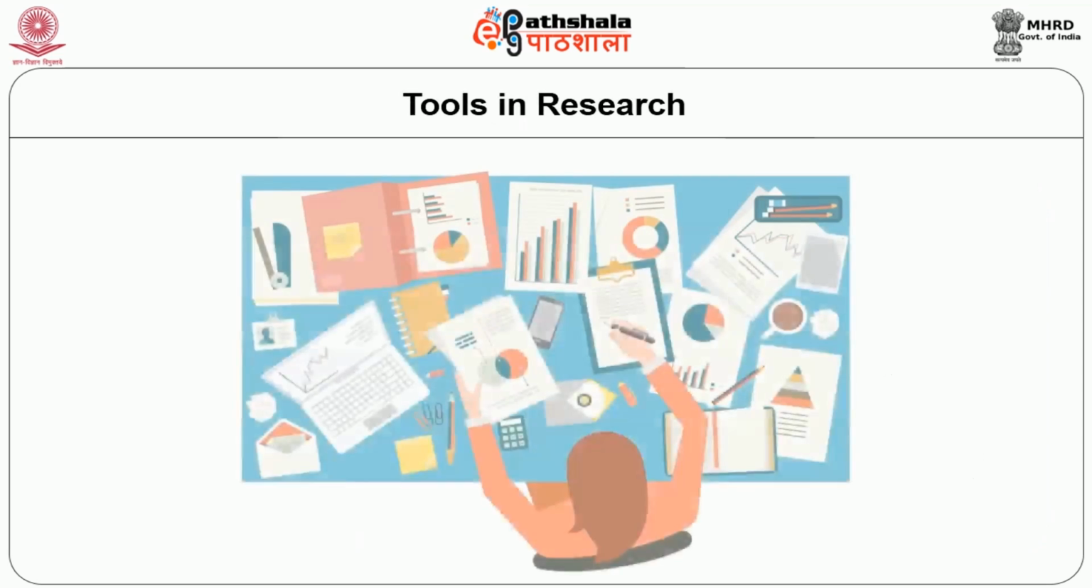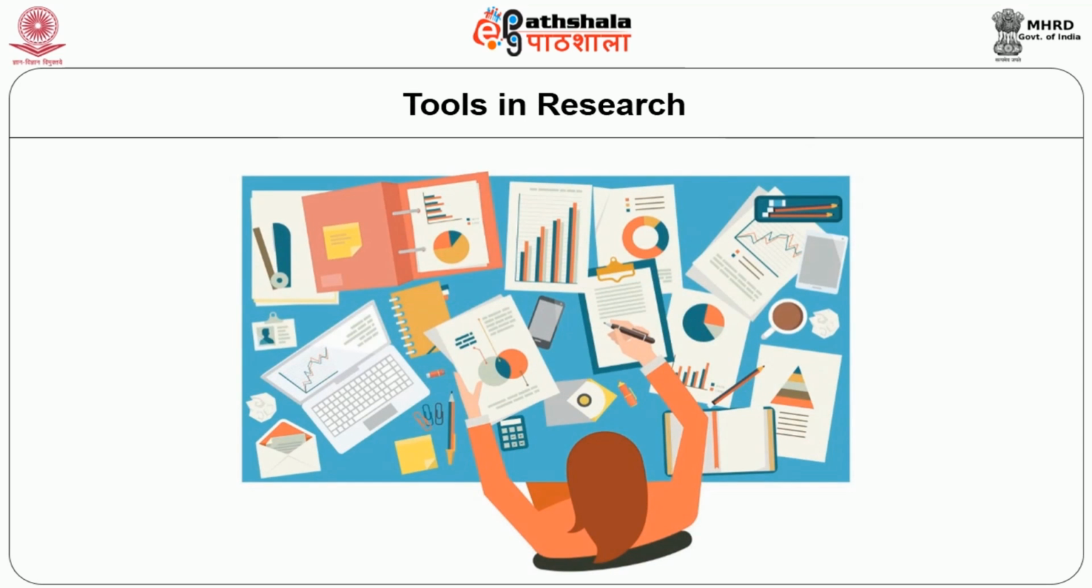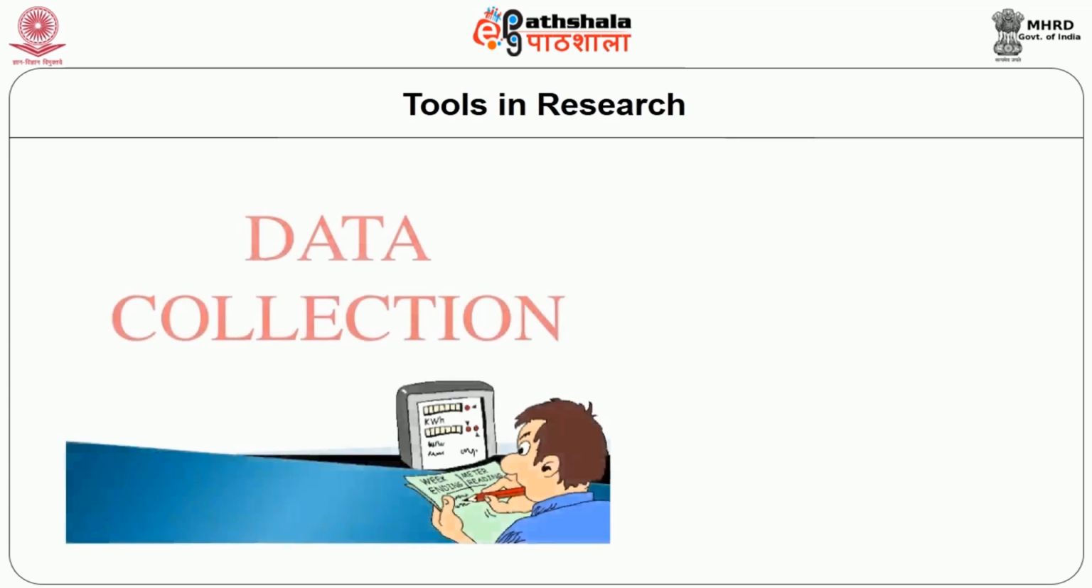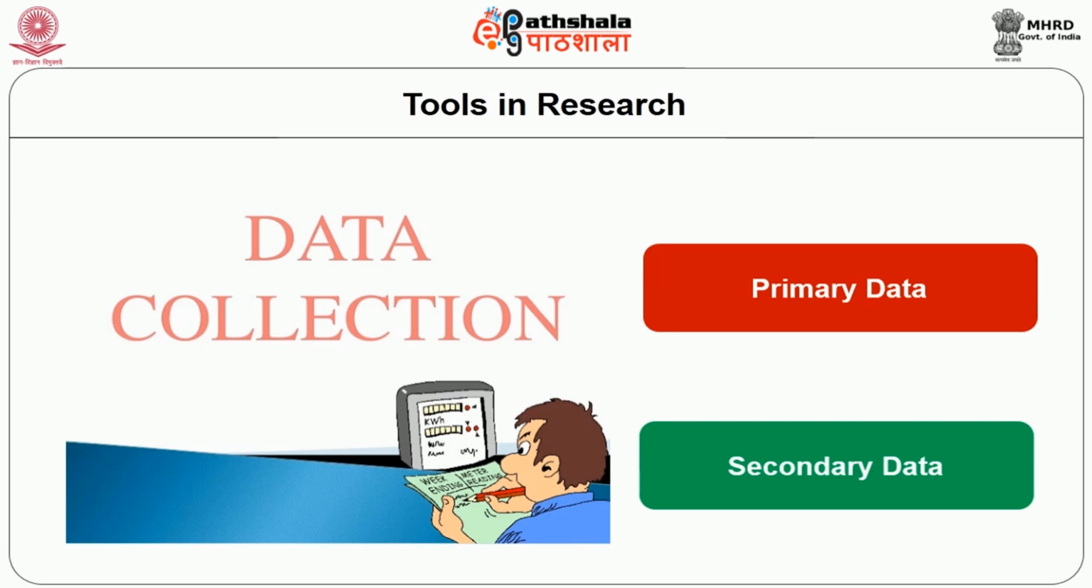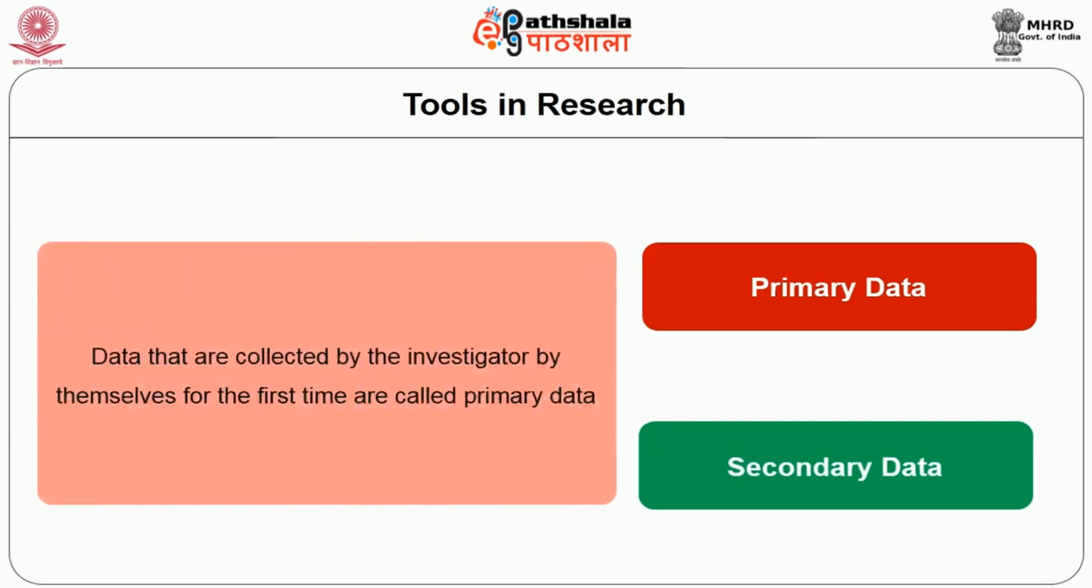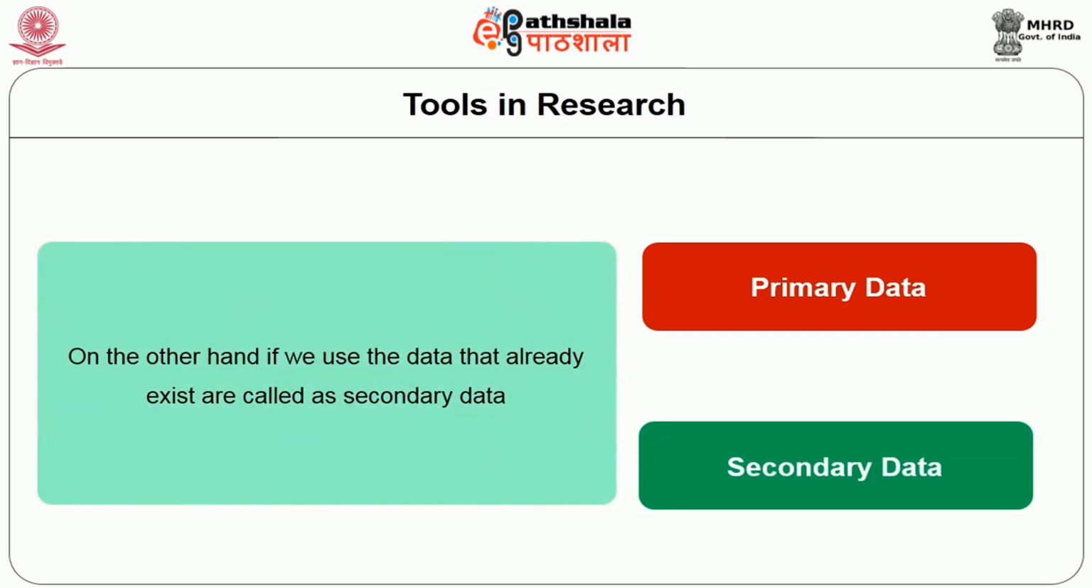Having seen different types of research, let us now get some basic insight on tools in research. I hope you all agree with me that any information that we collect is data. Data are of two types, the primary data and the secondary one. Data that are collected by the investigator by themselves for the first time are called primary data. On the other hand, data that already exist are called secondary data.